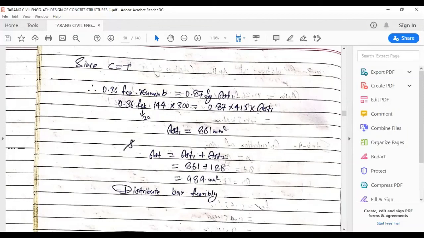So I hope you guys are clear with today's session, and you can solve a variety of questions available on design of doubly reinforced beam in almost all the books and available on the internet as well.